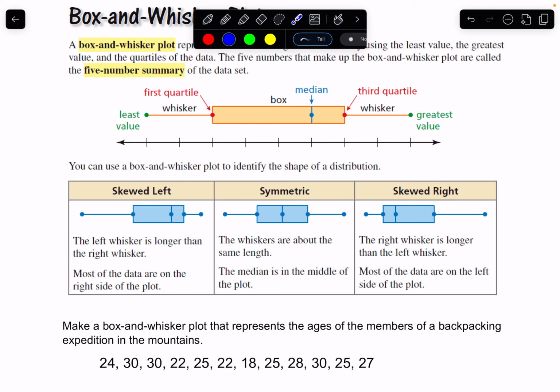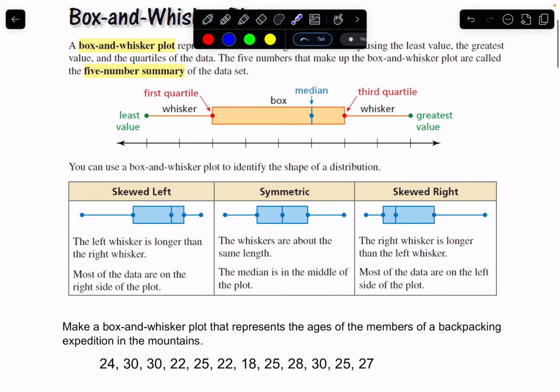Because when you draw the box and whisker plot, there's 3 different ways it could possibly be shaped. In general, obviously there's some nuances here, but in general, there's 3 different ways that it can be shaped. It can be symmetric, which is an example right here in the middle where the whiskers are about the same length and the median is about in the middle of the box and whisker plot. So the boxes are about the same and the whiskers are about the same.